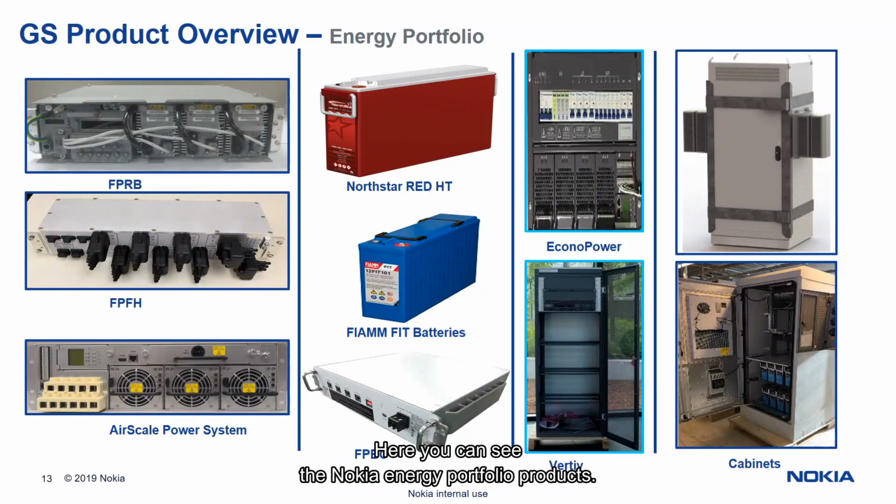Here you can see the Nokia Energy Portfolio products. On the left-hand side, you can see outdoor rectifiers. In the middle, you have the indoor batteries and then the outdoor battery module on the bottom. Then, on the right-hand side, different types of cabinets. Power cabinets, better rectifiers, and batteries are installed inside of the cabinet.